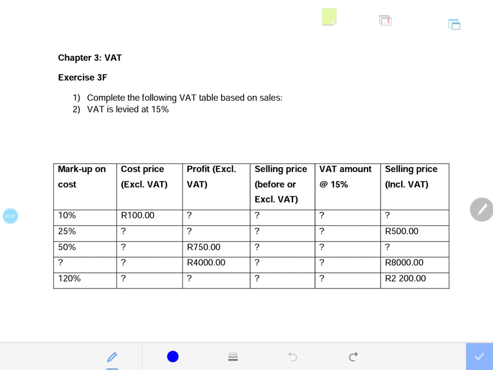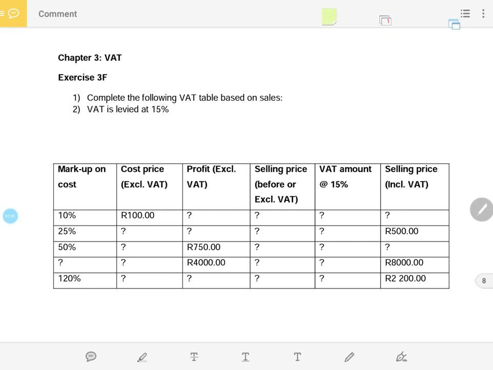We are to complete the following VAT table based on sales. That means it is based on the product that we have already bought from the supplier, and now we are about to sell this product to our customer. How then do we account for VAT? We have five different scenarios or examples that I will be using to explain the dynamics of VAT, unpacking the topic to the full understanding of all students.